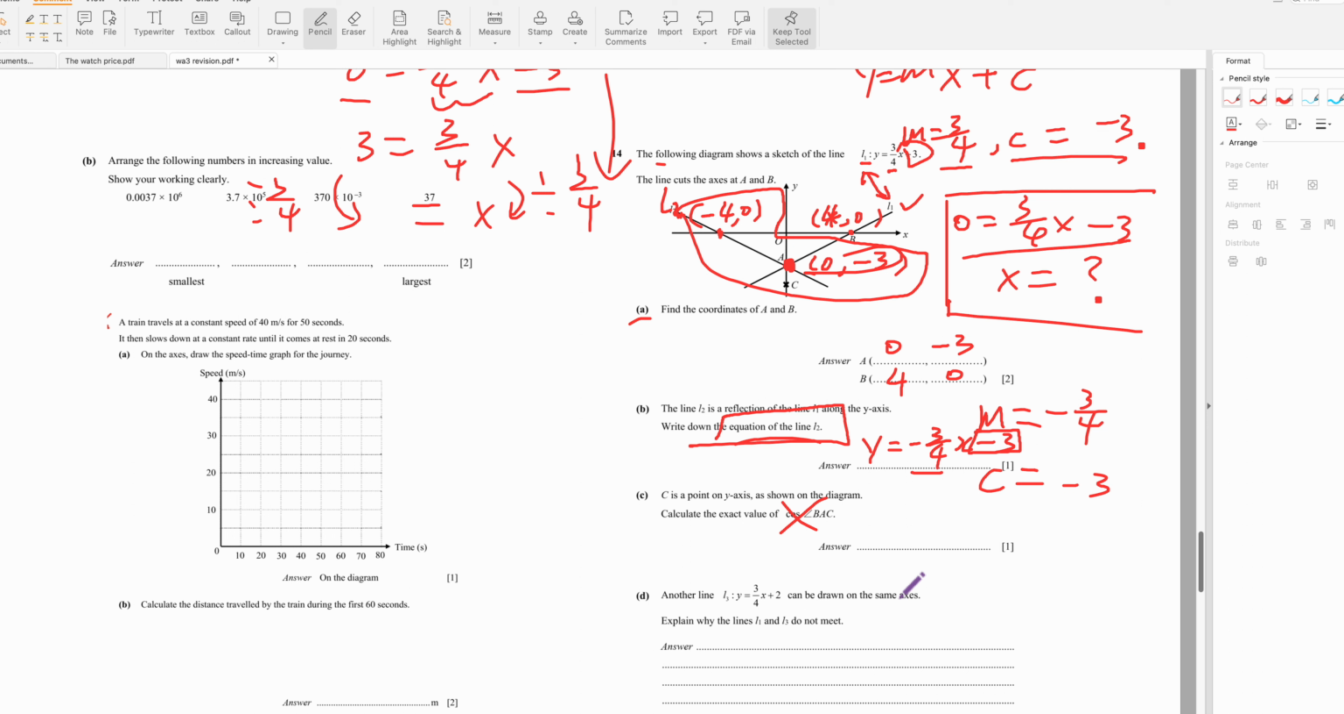This line is 3/4 x plus 2. That means you have another line. Draw here. Explain why they do not meet or meet. Line y equals... Do they meet or not? This one and this one. Do they meet or not? How can you tell whether they meet or not?